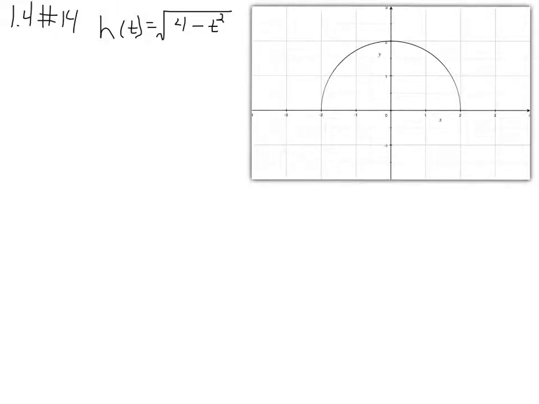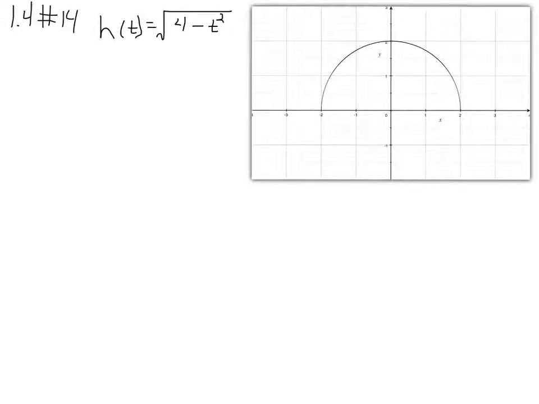Section 1.4, number 14. We're given a function h of t is equal to the square root of 4 minus t squared. And we're told to first graph the function, which I have done here, and estimate the domain and the range. So the domain is all of the x values where this thing exists.